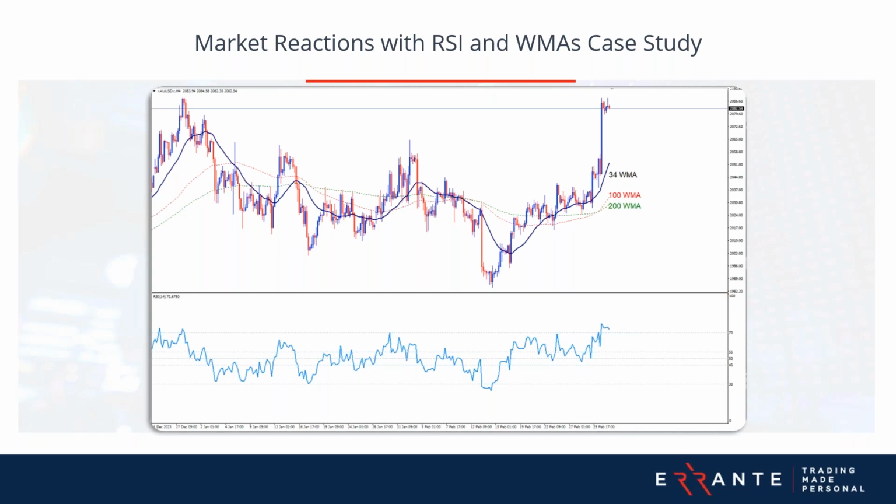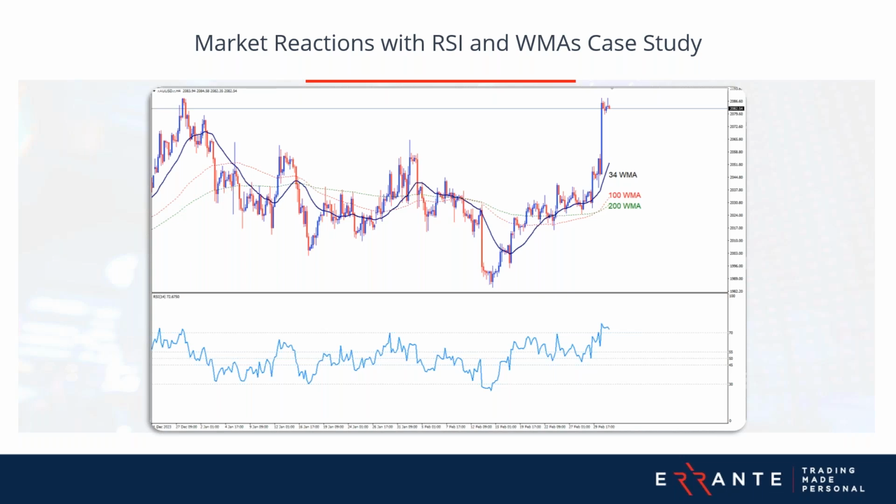Now, let's add more value to our analysis and bring the RSI into the chart. It's currently hovering above 70, as you see, indicating an overbought market condition. However, rather than immediately signaling a reversal in this context, it confirms the strong upward momentum we're witnessing. The key will be to monitor the RSI closely for any signs of divergence or a failure swing that might suggest the market is losing steam.